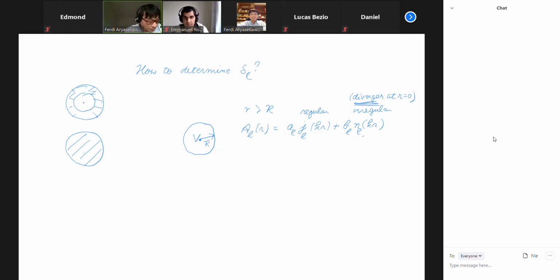So we want now to determine these coefficients, A_L and B_L, by using the boundary conditions that asymptotically it should match our asymptotic solution that we worked out before. So we want to use the asymptotic boundary condition. So we look at the solution with very large R.